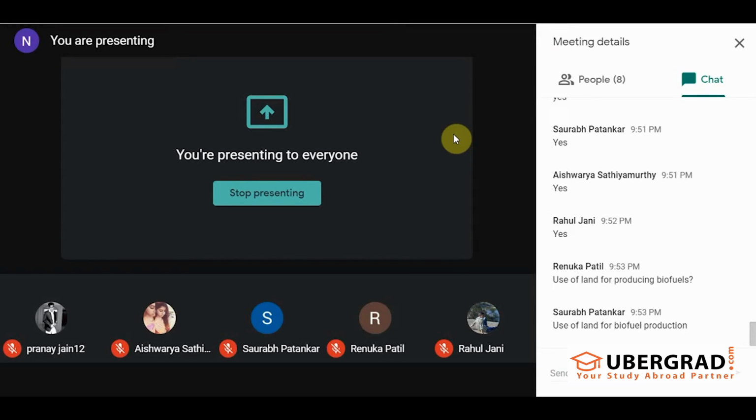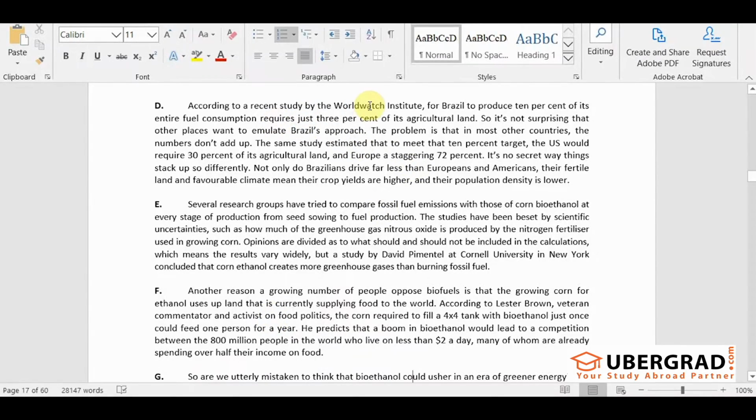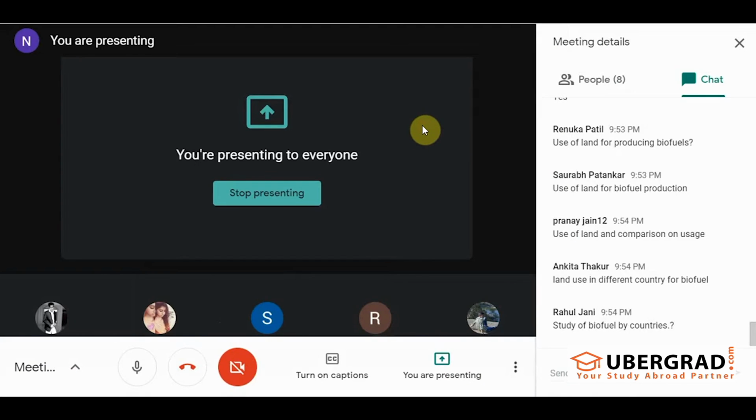Yes. See, there is one thing to be noted over here. According to a recent study by the Worldwatch Institute, for Brazil to produce 10% of its entire fuel consumption requires just 3% of land. Okay, so Brazil requires 3% of land to produce 10% of its biofuel consumption. Now you see, the same study estimated that for the same 10% production, the US will require 30% and Europe will require 72%. Right? So what should I say? Is it not comparing three places on the basis of use of land?